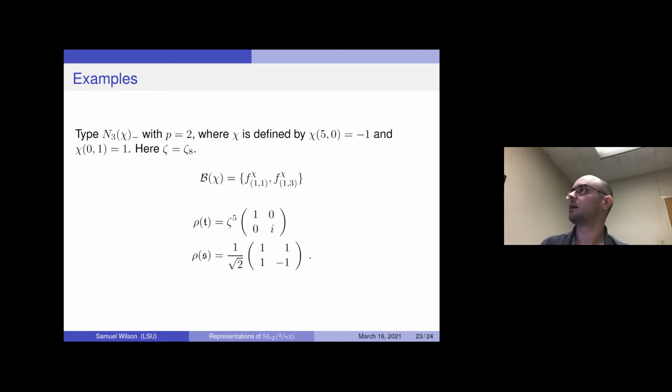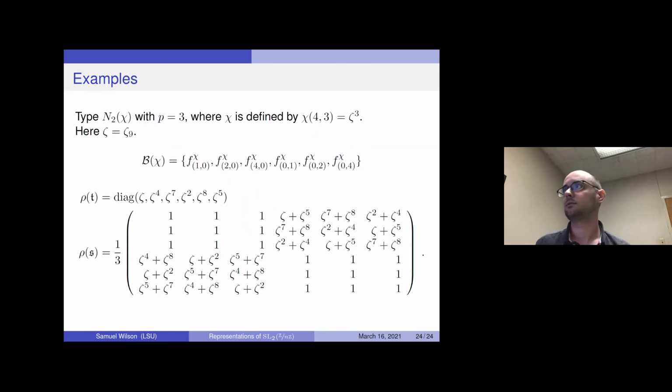On the other hand, here's a slightly more complicated one. This is type N2 chi. In this case, we have P equals 3, so this is of level 9, 3 squared. Here we're taking chi to be defined by chi of (4, 3) equals zeta cubed. That's a character that is primitive and does not square to 1. So this is sort of the normal case, defined precisely by that first theorem that I gave. In this case, we just construct the basis as described before. Our basis in this case is these 6 elements. Remember that the indices of those bases correspond to orbits for the group A. And then my T and S matrices look like this.